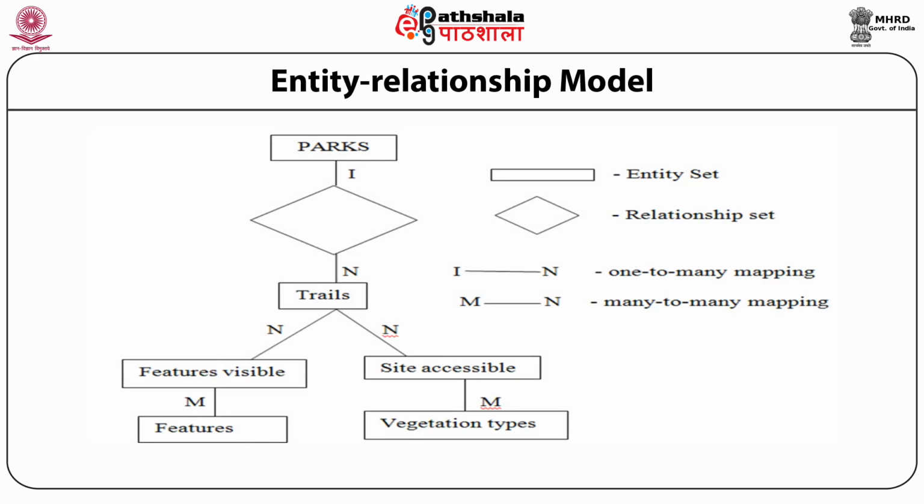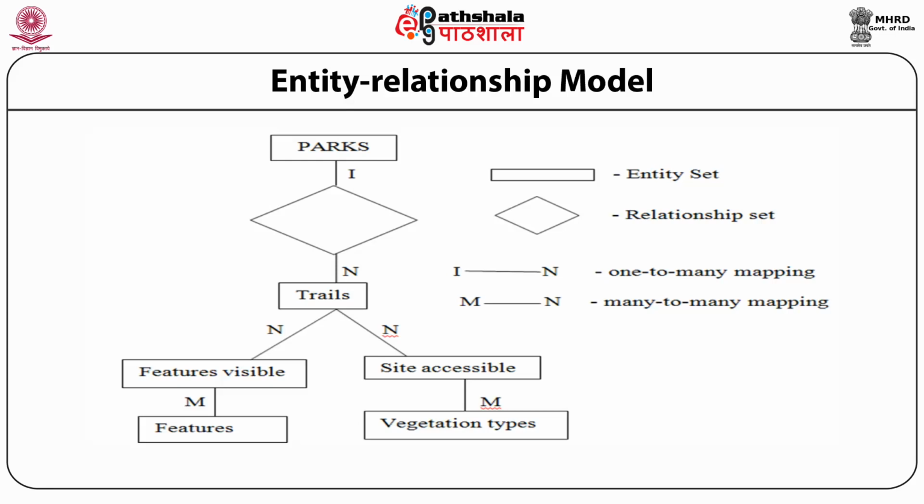which shows the relationship of a park and the trails associated with the park. You can see in this slide that there is one park and each park can have many trails. So there is a one-to-many relationship between park and trails. Then you will see each trail will have many features. So you see in a group that there are trails with different kinds of features and trails with different kinds of vegetation.